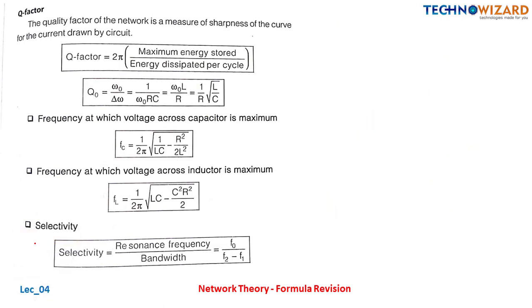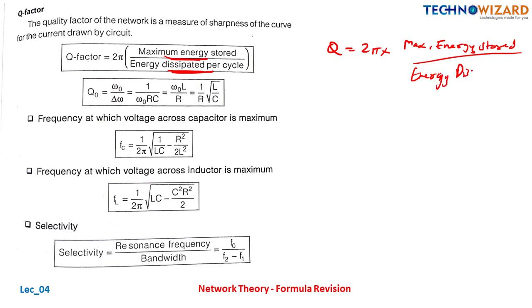Now what do you mean by quality factor? Quality factor is the ratio of maximum energy stored to the energy dissipated per cycle. Okay, remember this. So quality factor is equal to 2 pi into maximum energy stored upon energy dissipated per cycle. Remember this. This is how quality factor is defined. Now the quality factor of the network is a measure of the sharpness of the curve for the current. Remember, can be asked in MCQ. Quality factor is the measure of sharpness of the curve for the current.